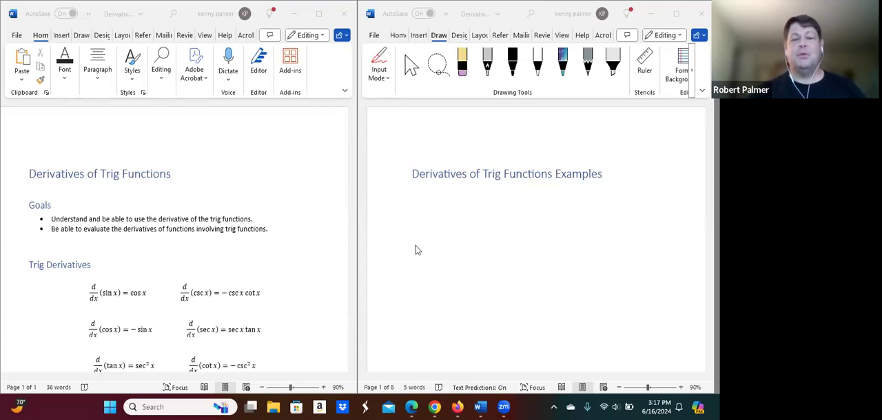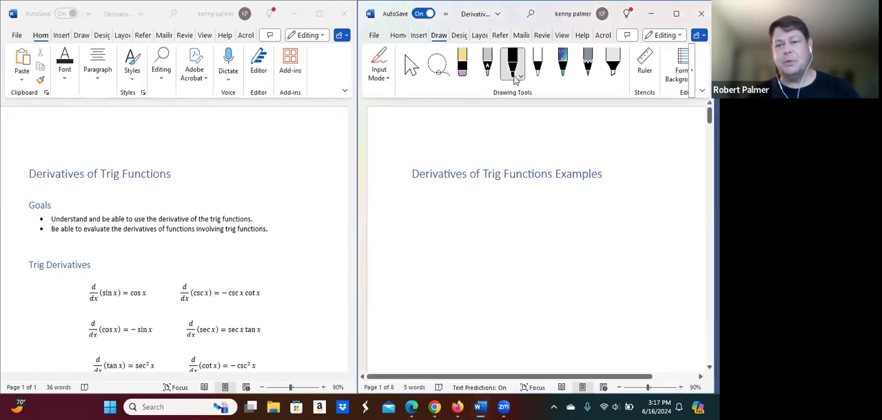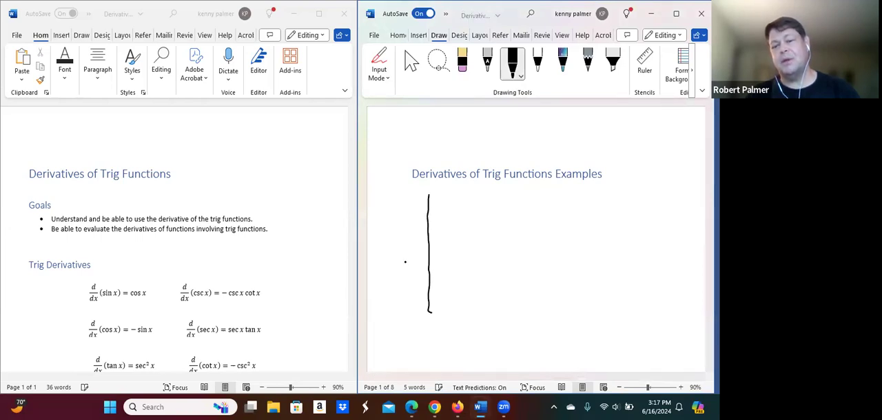So let's talk about the derivative of sine. And you can see here, it says the derivative of sine of x is actually cosine of x. So let's go over here to the right and understand why that makes sense, why that's true. This isn't a proof, it's an intuitive way of thinking about it.